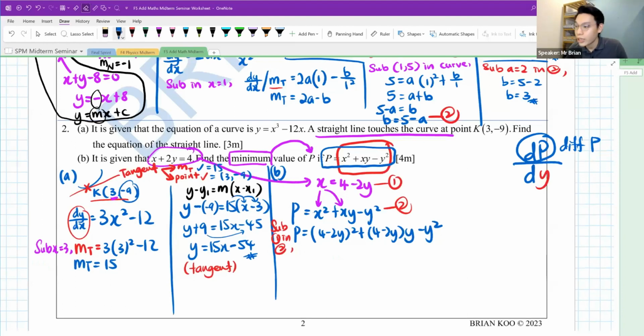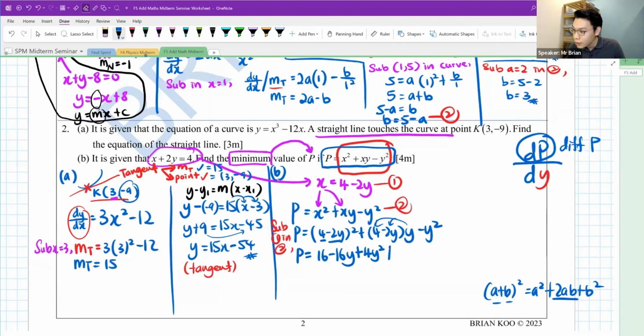Now we continue. I think maybe we expand first. This is going to be 16, 4 squared, then 2 times a times b: 2 times 4 times negative 2y. That will give me negative 16y. Last one, negative 2y when I square it. Anything you square will be positive, guys. Then this y times in, times in.